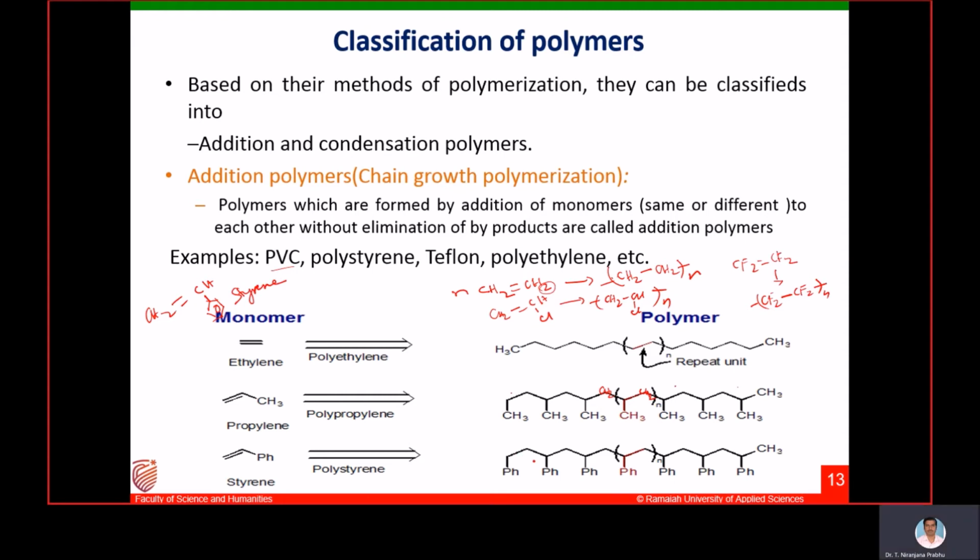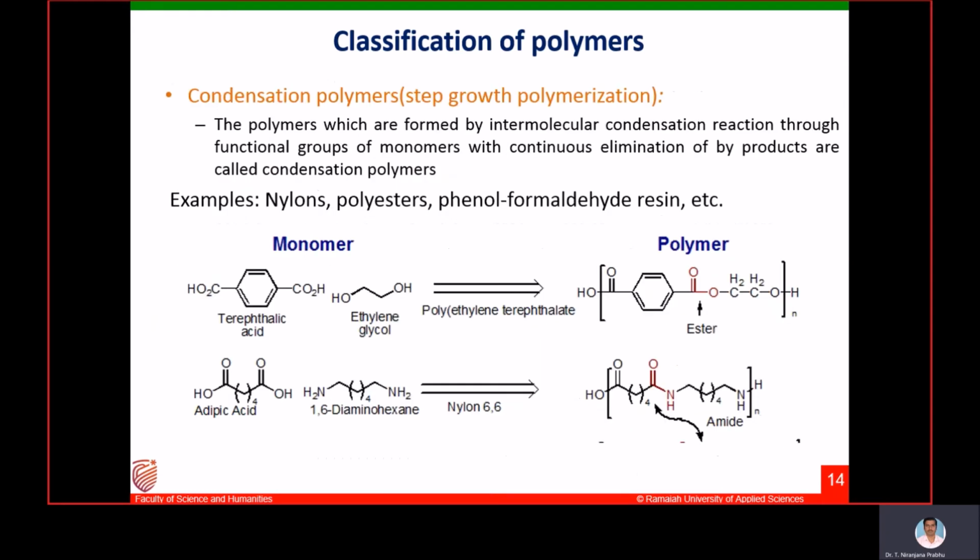So if you polymerize, it will become polystyrene. Okay. Condensation polymer, where step growth polymerization takes place. Polymers which are formed by intermolecular condensation reaction through functional groups of monomers with continuous elimination of byproducts. As the number of monomers are reacting, those many number of byproducts are getting released. Okay, they are called condensation polymers.